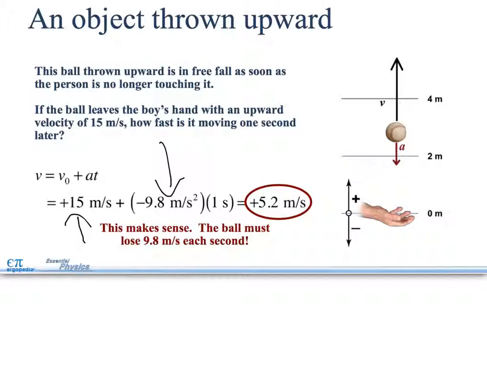So v equals v0 plus at. V0 is 15, a is negative 9.8, t is 1 second. So it'll be going 5.2 meters per second after 1 second.